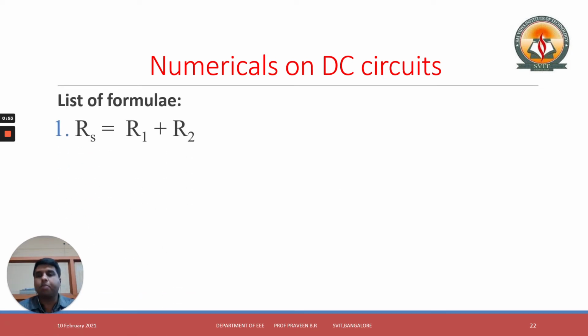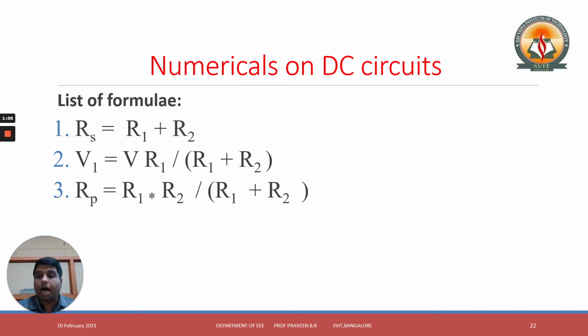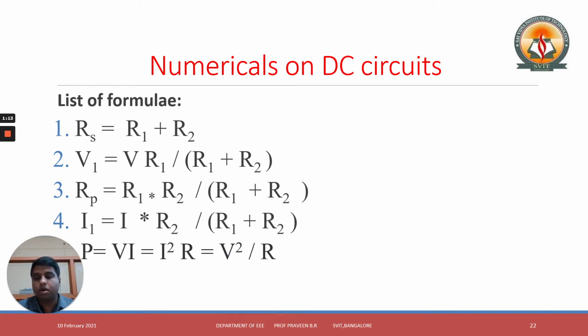We use formulas such as, in series combination, the equivalent resistance is R1 plus R2. V1 is equal to V into R1 divided by R1 plus R2. RP is equal to R1 R2 divided by R1 plus R2. I1 equals I into R2 divided by R1 plus R2. And electrical power is given by voltage into current, I squared into R, or V squared divided by R.